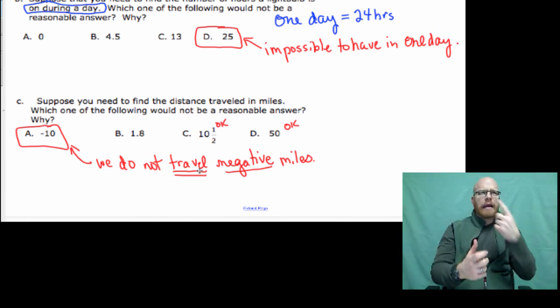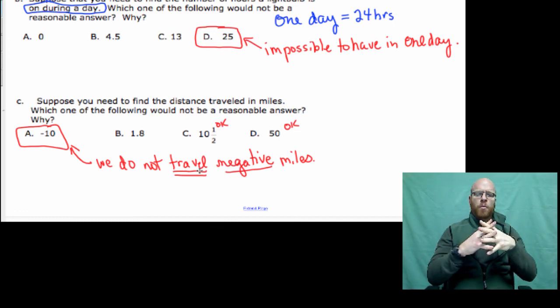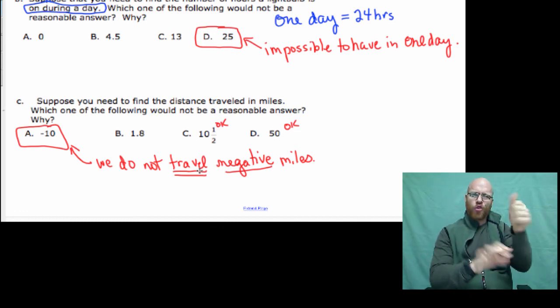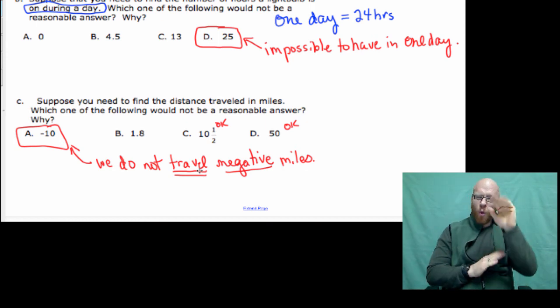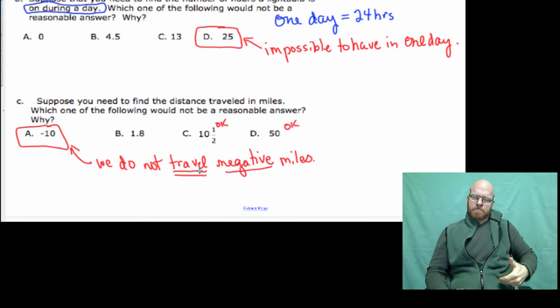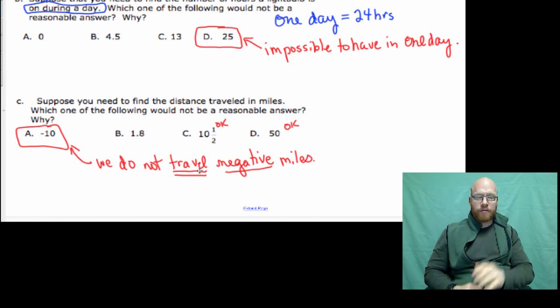Now, if the problem were to say, how many yards did one football player get in a game? You could have negative yards in a game, but that's a different counting system. We're talking about traveling. We don't use negative answers in traveling. So I want you to use your gut and see if your answers make sense with the problem you're solving.